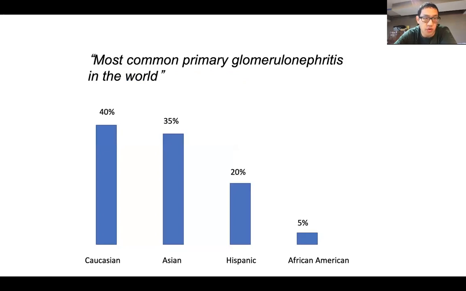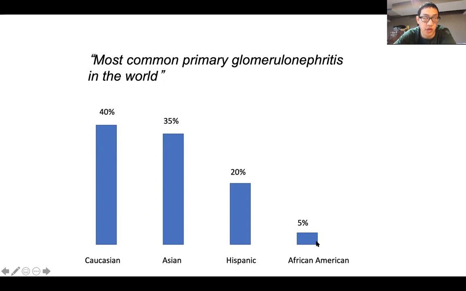It's often quoted as the most common primary glomerulonephritis in the world, and it has a very unique racial demographic. A lot of diseases like FSGS and lupus are much more common in African Americans compared to non-African Americans. IgA nephropathy is probably one of the only diseases that's the inverse of that. It's extremely uncommon in the Black population.